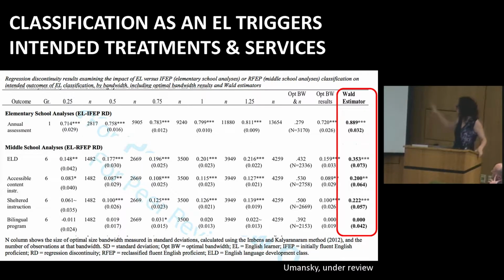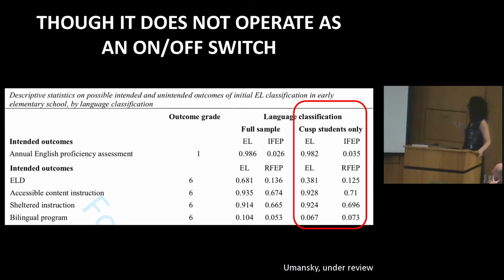But especially in terms of these service provision ones at middle school, the effect size is a little smaller than you might imagine it would be. So it's interesting to think about why that is, that EL classification is not functioning as an on-off switch for these services, at least at the middle school level. For instance, for ELD, this is showing the proportion of students who are EL and who are reclassified at the cusp who are in ELD. And only 38% of ELs who are at the cusp are in ELD in 6th grade in this district.